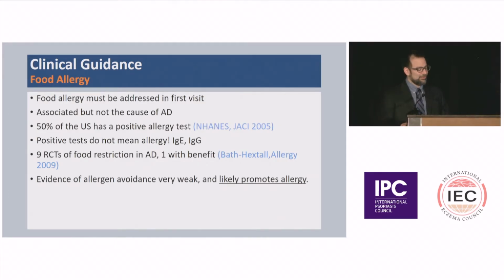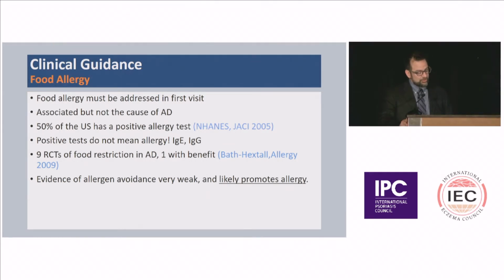So quick clinical guidance, you have to address it. If you don't address it, patients are still thinking that food allergy is causing their eczema. So I recommend addressing it. I say it's associated with the disease, but it's not the cause of the disease. When patients bring in these lists of IgEs and unfortunately now IgG testing to food allergy, I say 50% of the American population has a positive test, and a positive test does not mean allergy. There have been 9 randomized controlled trials looking at food restriction in atopic dermatitis. Only one showed benefit, and that was basically patients who actually had urticarial responses to egg. If they removed egg, their eczema got better.